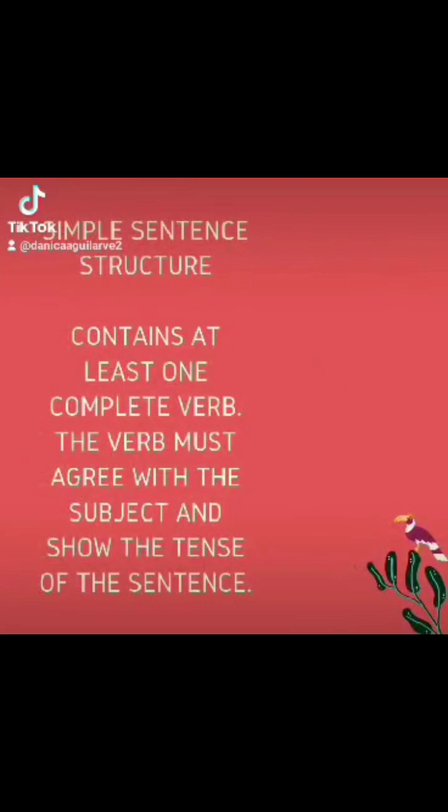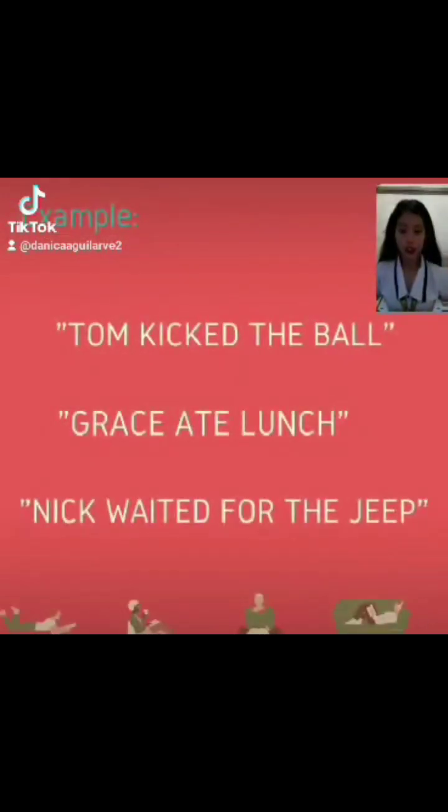A simple sentence structure contains at least one complete verb. The verb must agree with the subject and show the tense of the sentence. Simple sentence structure examples. The first one is, Tom kicked the ball. The word Tom is the subject. The word kicked is the verb.